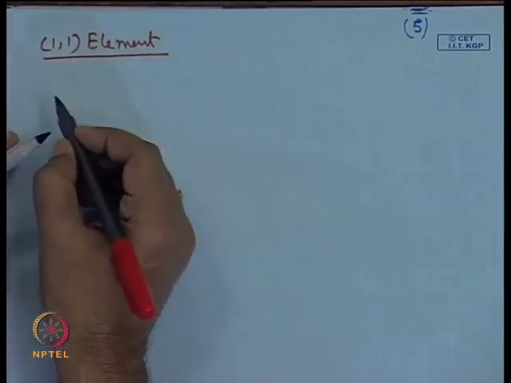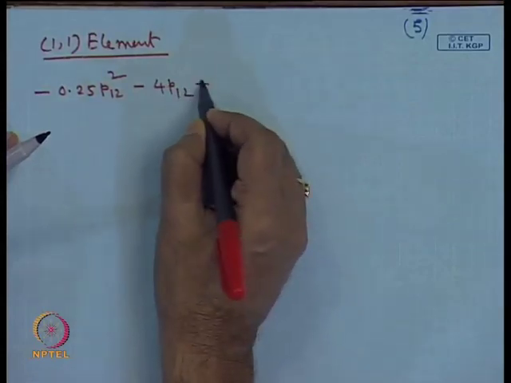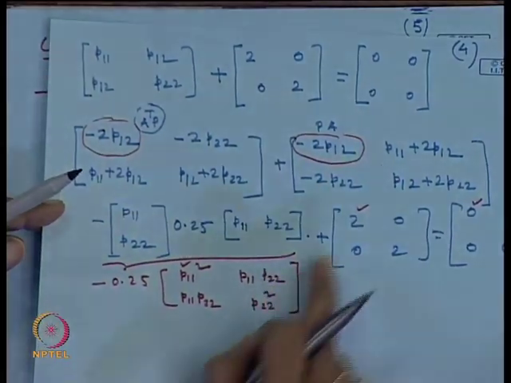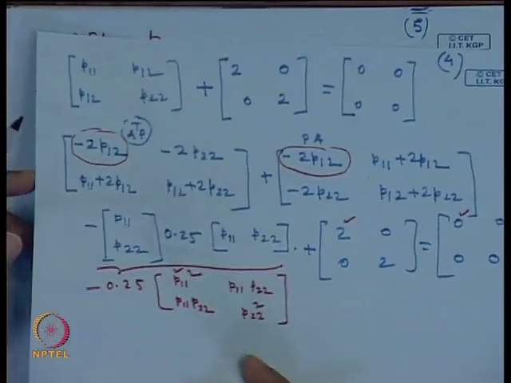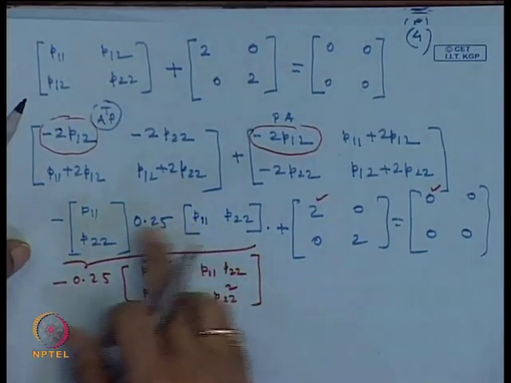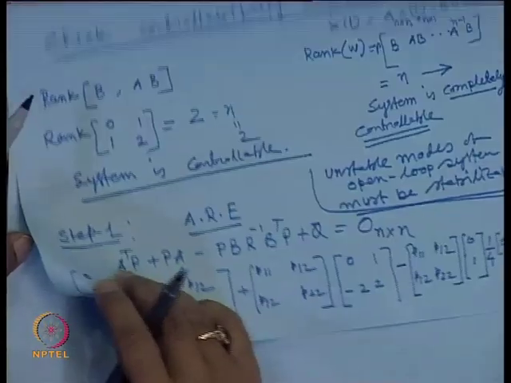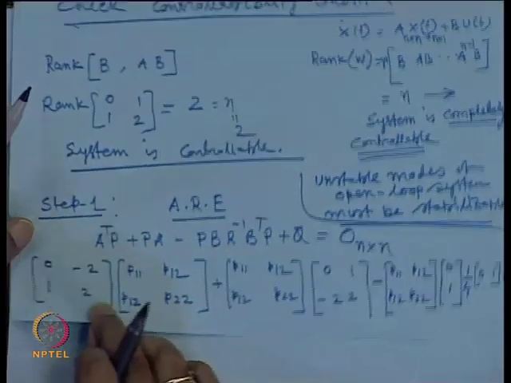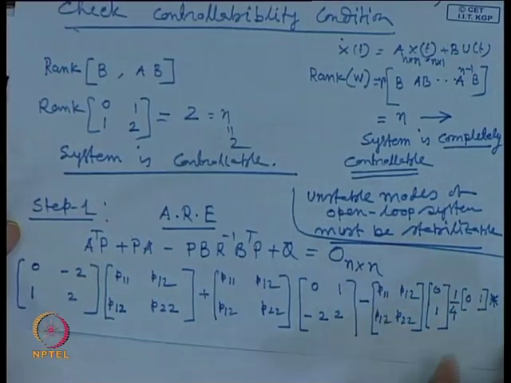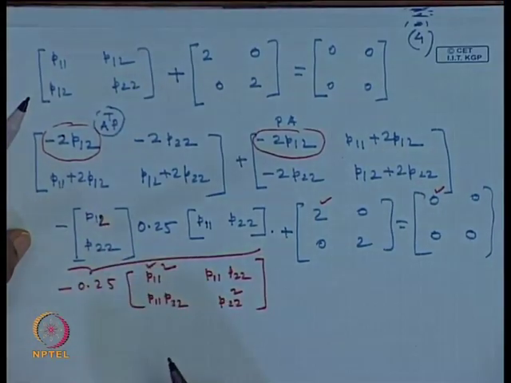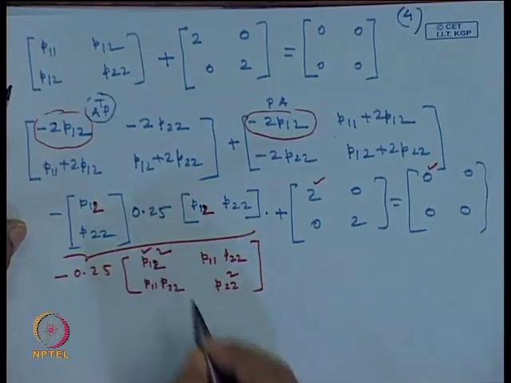If you equate, I am getting minus 0.25 P 1 2 square minus 4 P 1 2 plus 2 is equal to 0. You see this and this, 4 and 2, and this is coming 0.25 P 1 2 square. I did a mistake here. You just see here, if you multiply this and this, if it is P 1 2, this row multiplied by this is P 1 2, this row multiplied by this is P 2 2. So, it is not P 1 1, it is P 1 2, agree? So, this is also P 1 2. So, this will be P 1 2, if you multiply by this, this is P 1 2, agree?